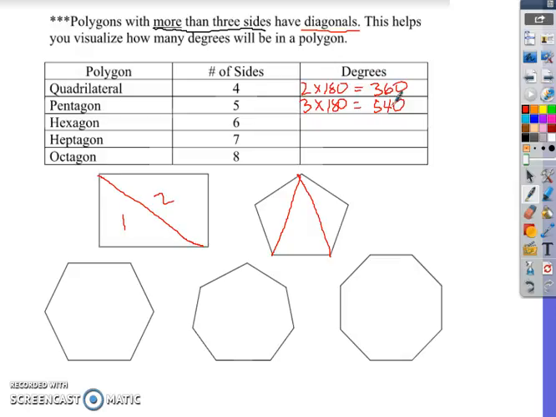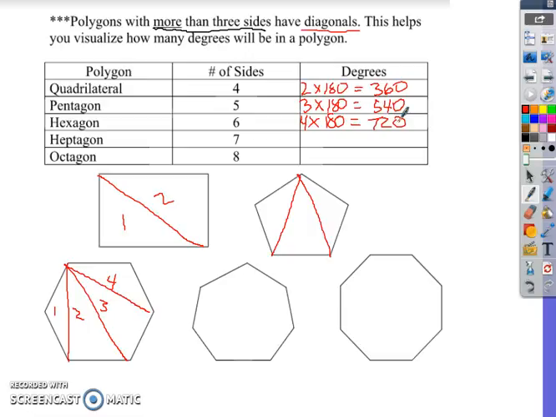And again, I want to do this all from one corner. So I'm going to draw 1, 2, 3, 4 diagonals. All right? 4 triangles there. And 4 times 180 is going to give me 720 degrees.